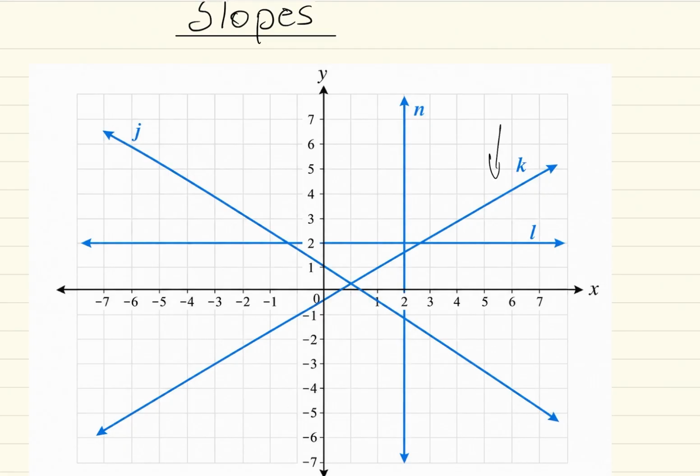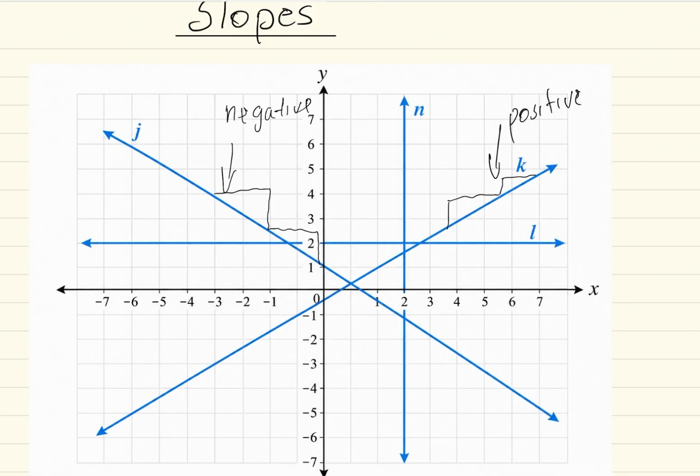So this one right here is considered a positive slope. You can see it moves up to the right, up to the right. The second common one is line J. This is considered negative slope. You could see it moves downwards to the right, down, and so on.